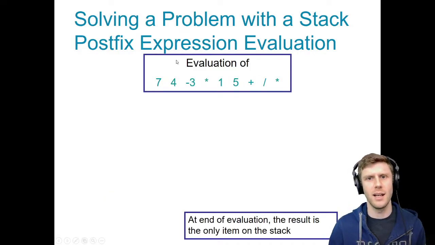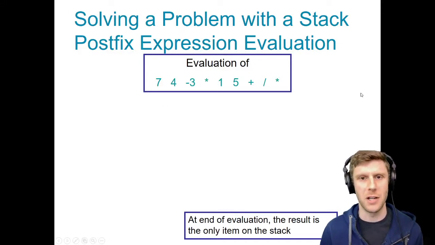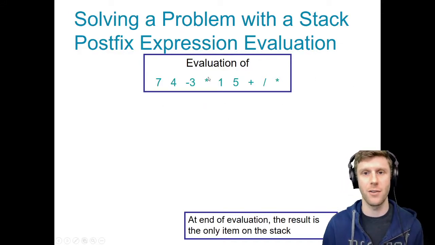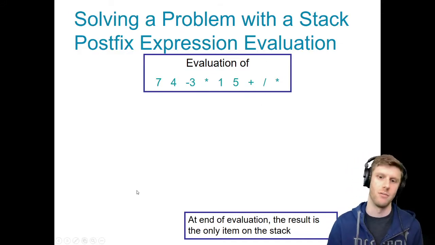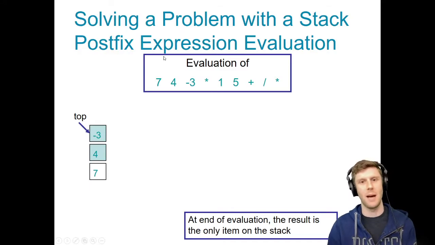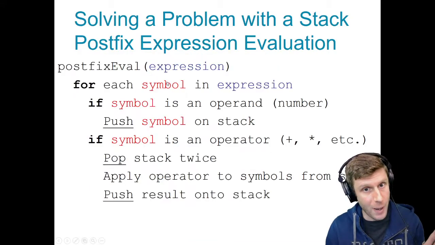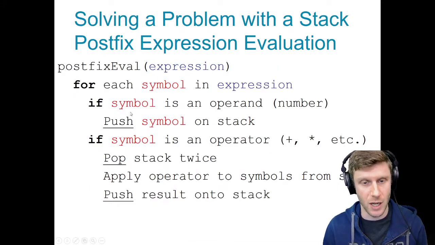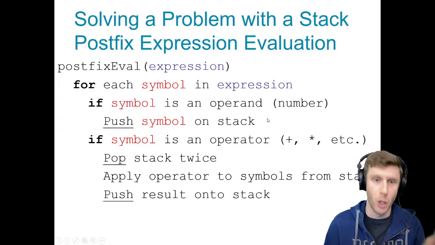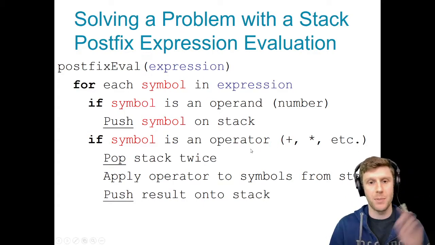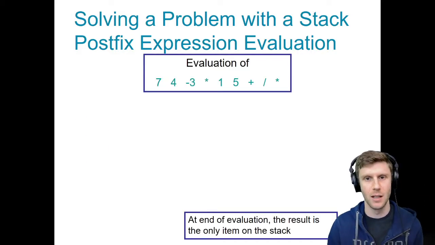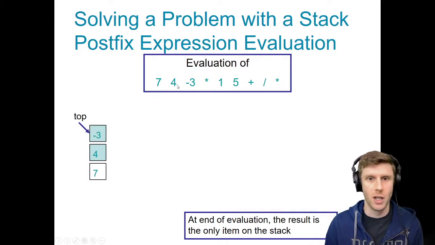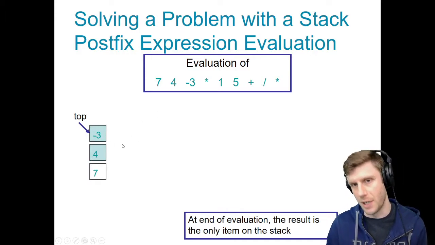And here is an example expression: 7, 4, negative 3, multiplication, 1, 5, plus, divide. Well, let's see what happens. We see a 7, and if we go back to the algorithm, for each symbol in the expression, if it's an operand, push. If it's an operator, pop twice, apply the operator, and then put the result back on the stack. So we see a 7, push. See a 4, push. Negative 3, push. So the top is currently negative 3.